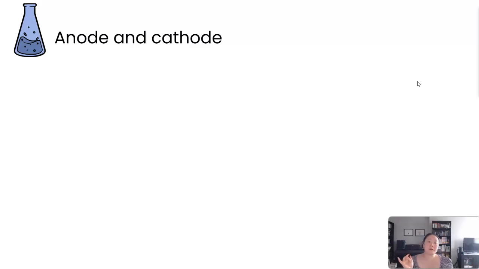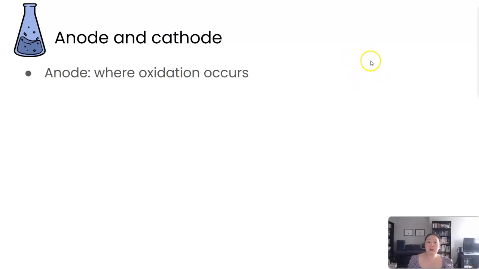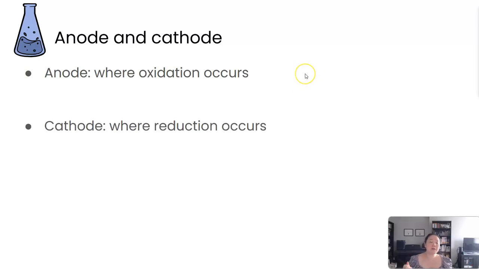First terms that you're going to need to know is anode and cathode. So we split our two half reactions into two separate spaces, and each one of those is going to have a name. The anode is the place where oxidation happens, and the cathode is the place where reduction happens. There are plenty of ways for people to remember how these names come about. For me personally, my favorite one is you have anode and you have oxidation, and both of them start with vowels. That's usually how I remember how that one works.